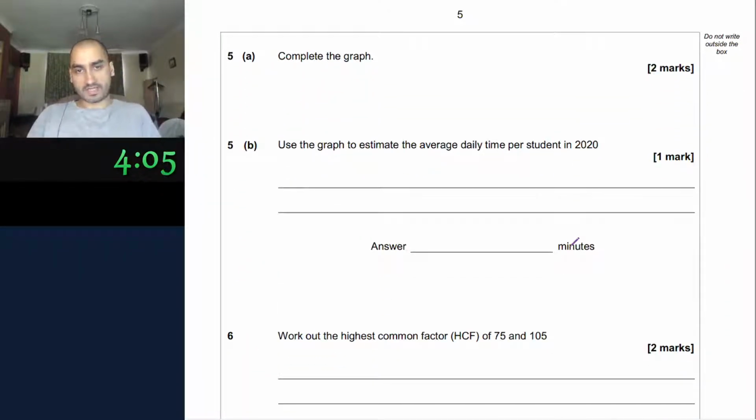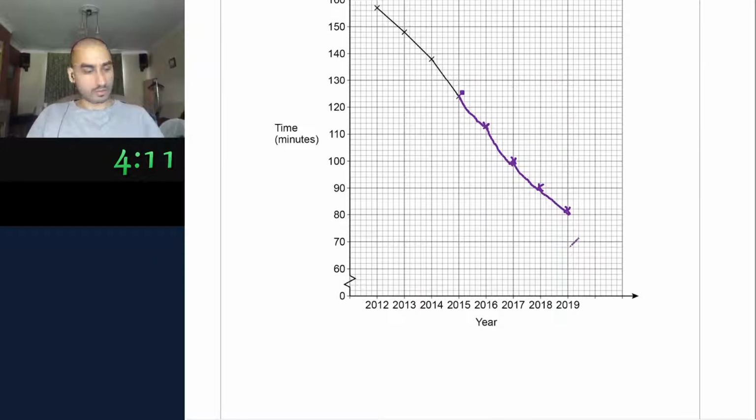Use the graph to estimate the average daily time per student in 2020. So, 2020. Let's say we continue the line to about here. Let's say that's about 72.